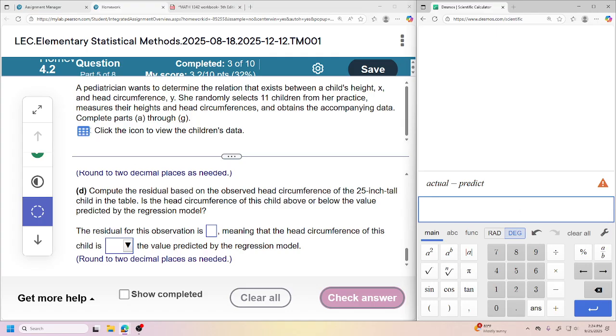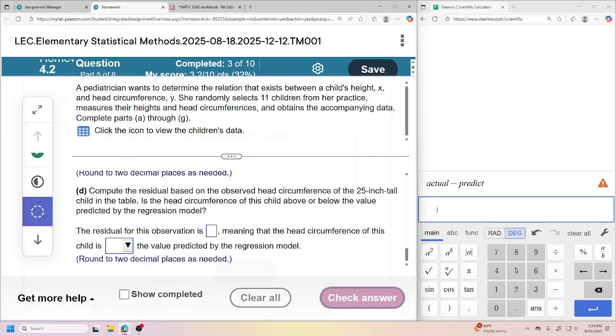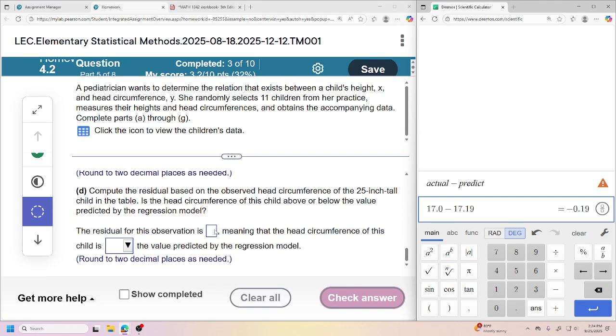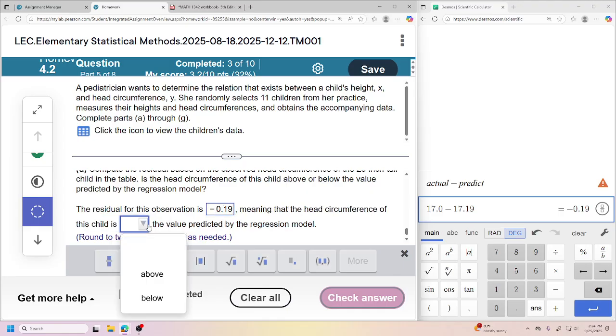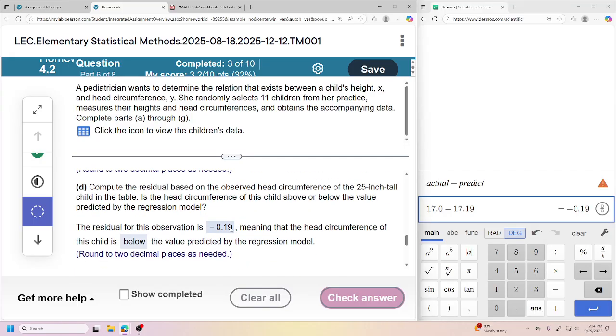My actual on the graph for 25, right here. It doesn't do anything. Look, it says like, I don't understand what you're saying. So it's just for me to see the formula every time. So 70.0 came from the table. The predicted is what I just had a second ago, that 17.19. So the residual is a negative 0.9. And then again, should that be above or below? What do you think? Below for negative. Awesome. But here, they wanted the negative number, not the absolute value.